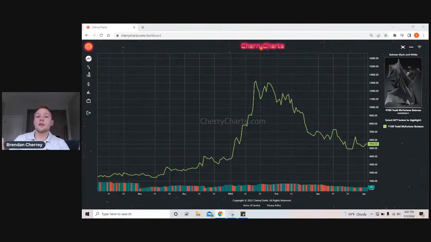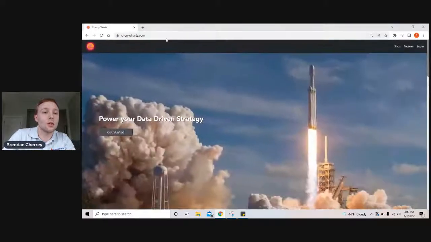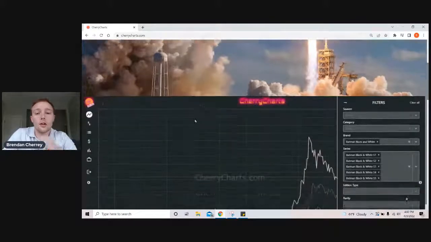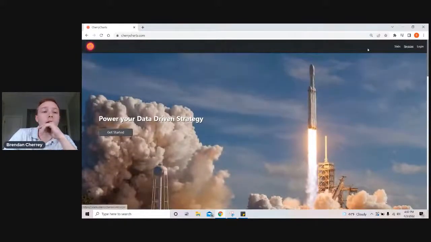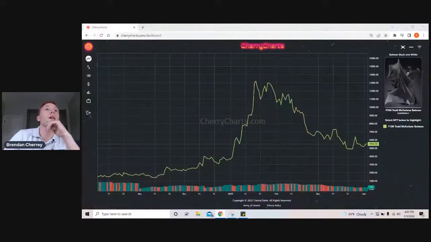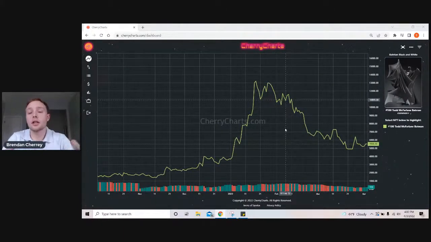So this is CherryCharts 2.0. If you sign in from the home page, which I have right here, this is what you're looking at when you hop into the home page. You're gonna be signing in right here, and once you sign in, you're gonna come to here.